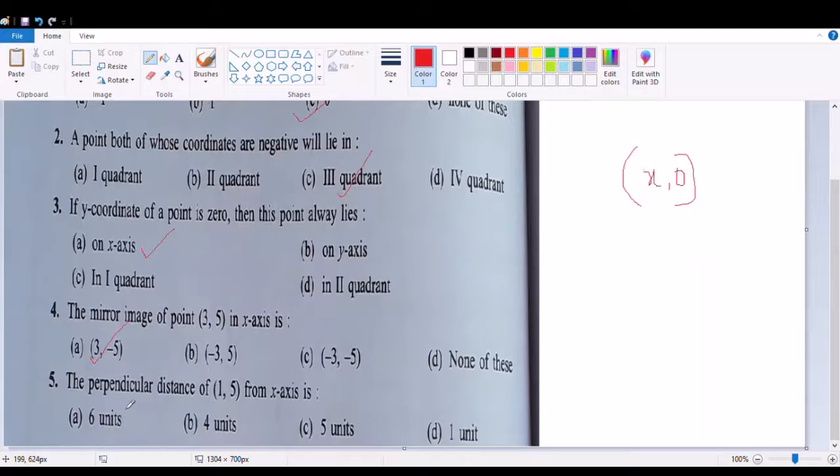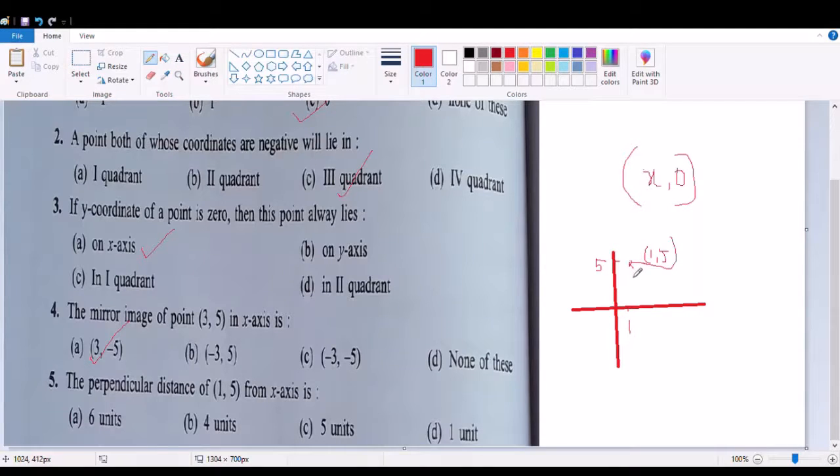The next one: the perpendicular distance of (1, 5) from the x-axis. Listen here. While drawing the x and y axes, suppose (1, 5) is a point. I mark 1 on the x-axis, and from this I mark a point at 5. So this point is (1, 5).